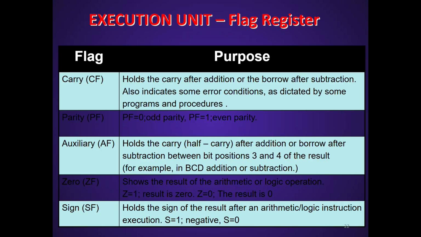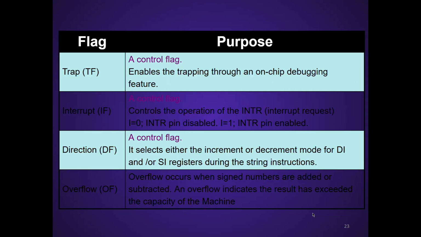Sign flag represents positive and negative, which is the status in 1 and 0. Okay, which is an ALU flag. Trap flag is a control flag. Control is nothing but trapping, the on-chip debugging feature.